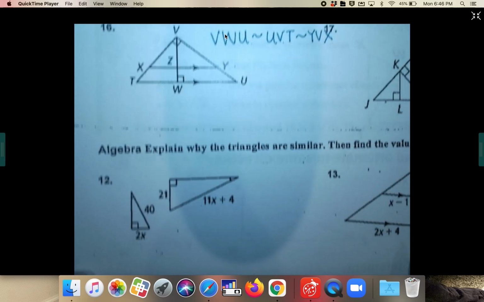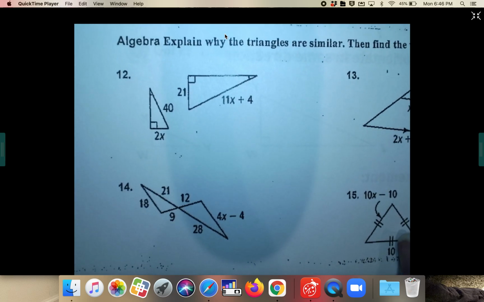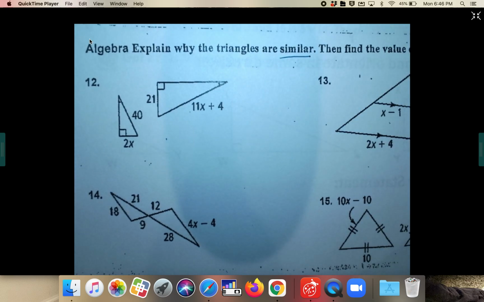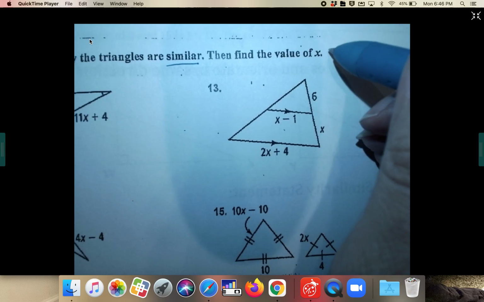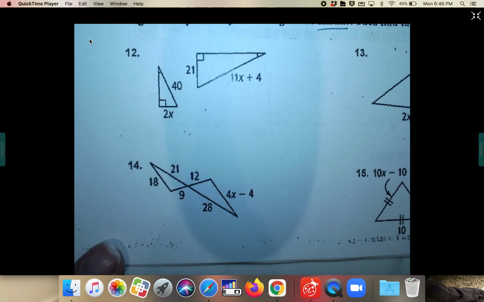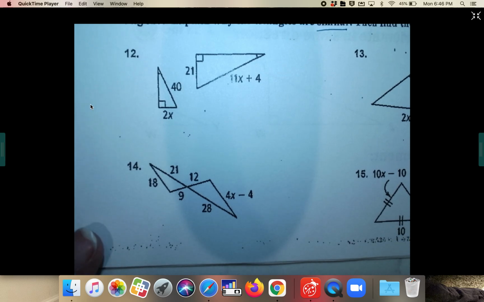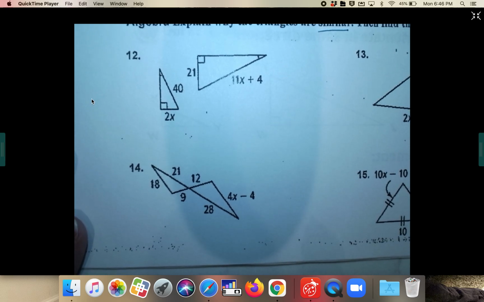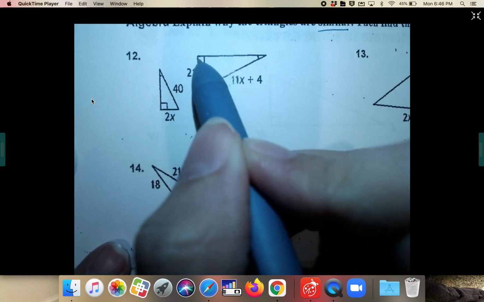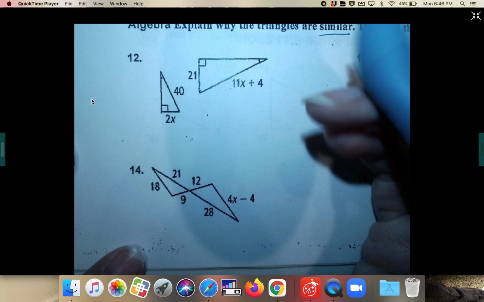Okay, I am going to move down to the last part of what we're doing today. It's some algebra. It says explain why the triangles are similar, but I'm just going to say assume they are similar. And then in order to assume they're similar, we're going to need to find what x is. So let's just practice finding the value of x and working on your algebra skills on these. So if they are similar, this is the short side, similar to this short side. So I'm going to put 21 over 2x.